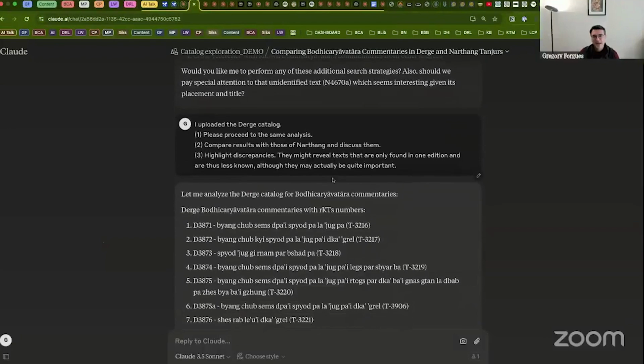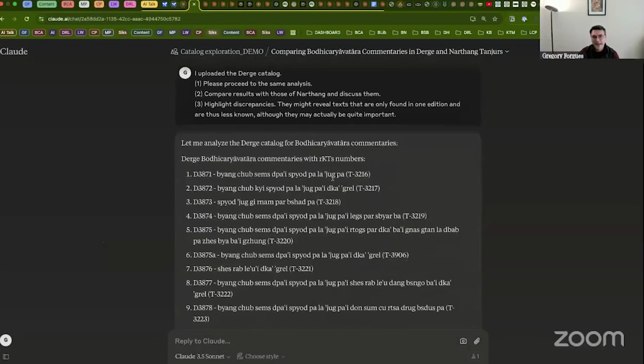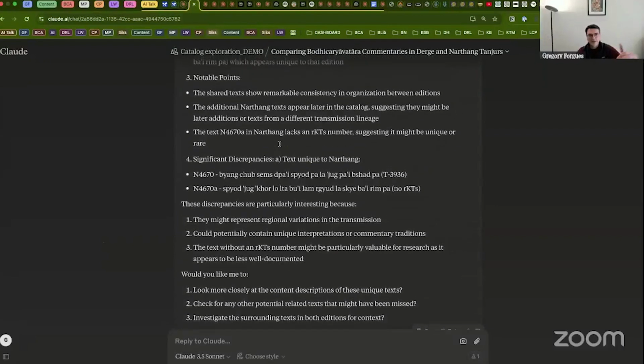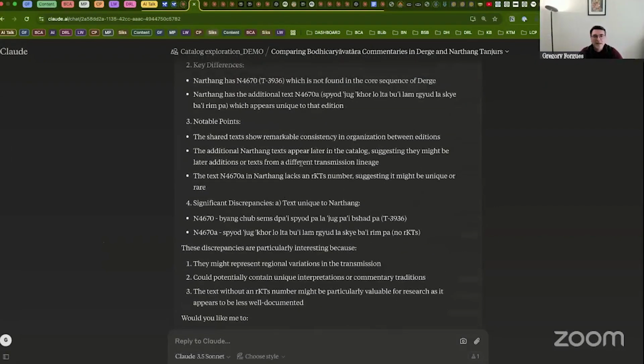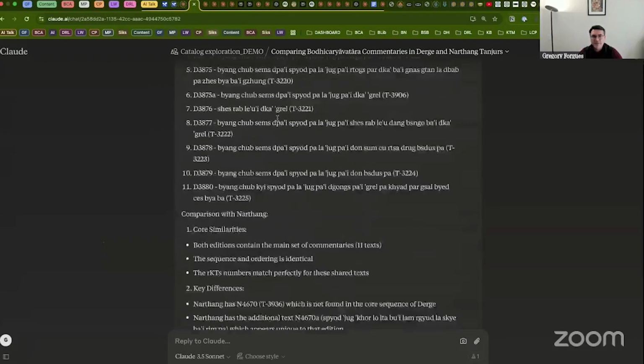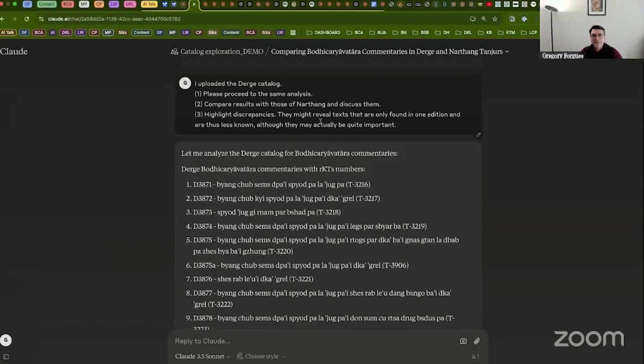So anyways, now I do the same thing with the Derge catalog. I get the results. And now I get results with a lot of different things. And look at that. So it's making a whole analysis, okay? Comparison with Norton, because that's something I was asking here. So, compare results with those of Norton above and discuss them. Highlight discrepancies. They might reveal texts that are only found in one edition and are thus less known, although they may actually be quite important.